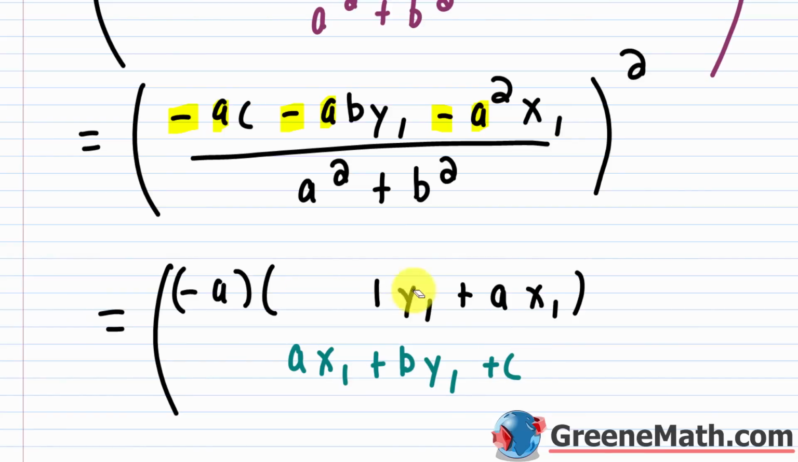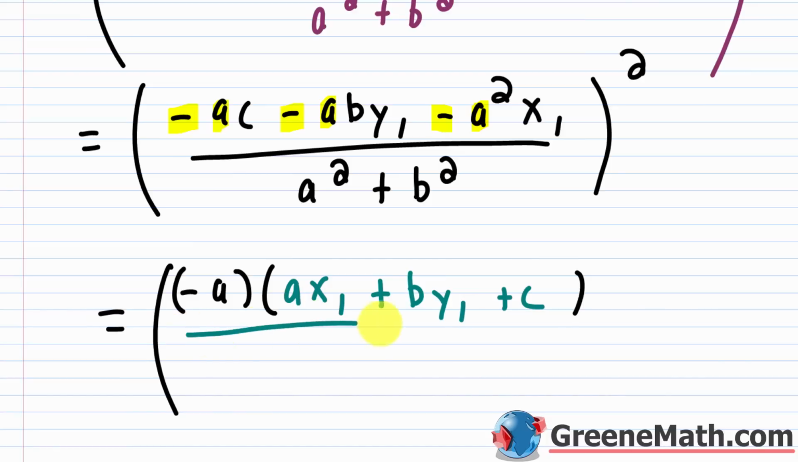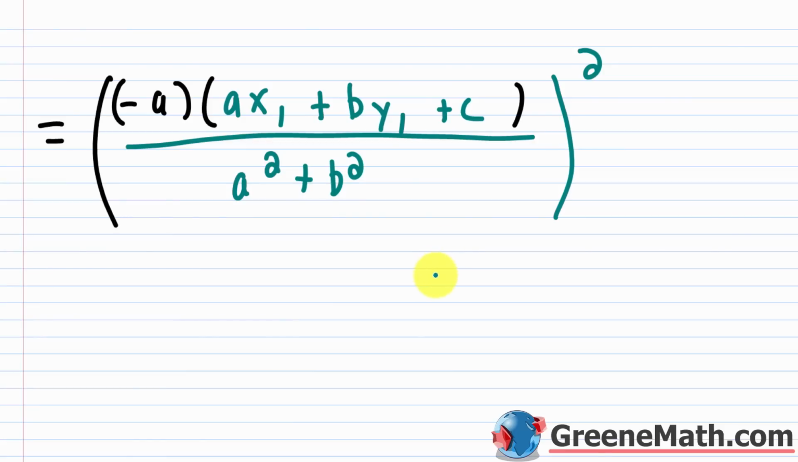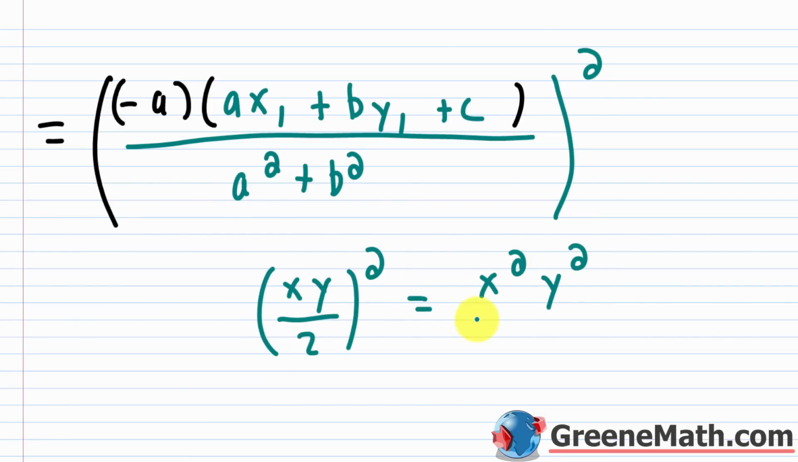Remember, you can add in any order. So I'm just going to change that now. So this is a x sub 1 plus b y sub 1 plus c. And let me put this over your a squared plus b squared, and then this is squared. So what I'm going to do here is use my rules of exponents. So basically, let's say I had something like x y over z, and this whole thing was squared. I could say this is x squared times y squared over z squared. So that's the same thing here.